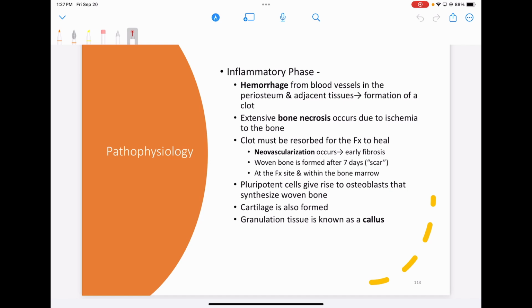Woven bone is formed after 7 days, and that's called a scar. And then at this fracture site and within the bone marrow, you'll see these changes on the x-ray. We have pluripotent cells give rise to osteoblasts. Makes sense. We have a broken bone, we have to repair it. Osteoblasts repair the bone, and they're going to get in and start repairing that damaged tissue. Cartilage is also formed. And later on, once the site has healed, we get formation of a callus, granulation.